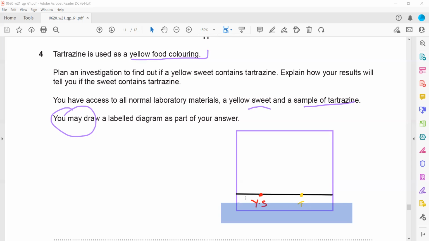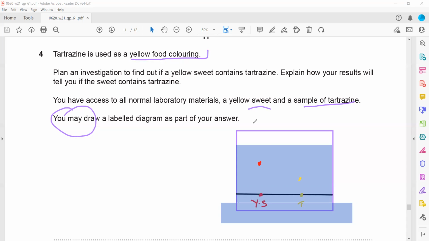And what will happen on the chromatogram? The solvent will rise. When the solvent rises, the samples, the yellow sweet as well as the tartrazine, will also rise. If they rise to the same height, if the yellow sweet rises the same as the tartrazine, it means tartrazine is present in the yellow sweet. But what if the tartrazine does not rise to the same level? It means tartrazine is not present in the yellow sweet. Because if tartrazine is present in the yellow sweet, then the RF value of tartrazine should be equal to the RF value of the sweet.